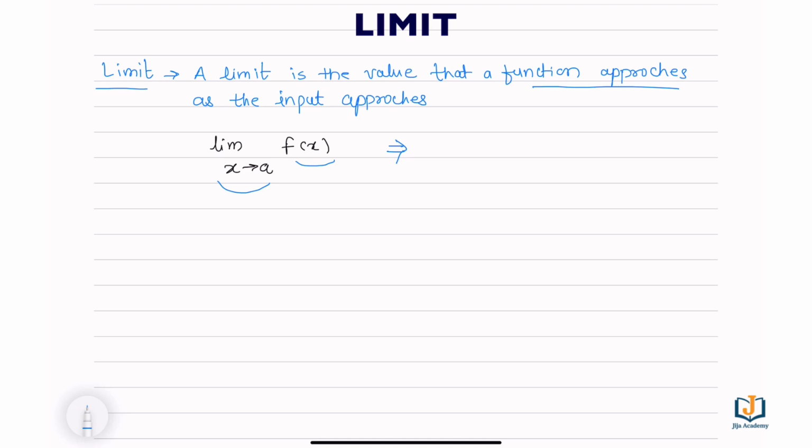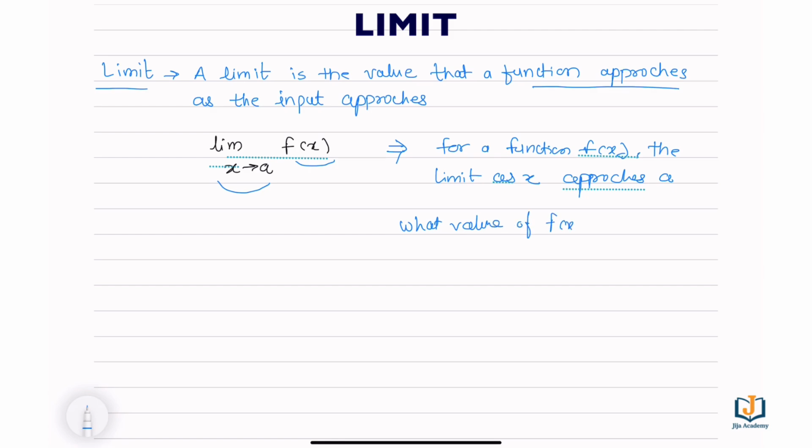So for a function f of x, the limit as x approaches a is L. It means what value f of x gets close to as x gets close to a. Take an example.